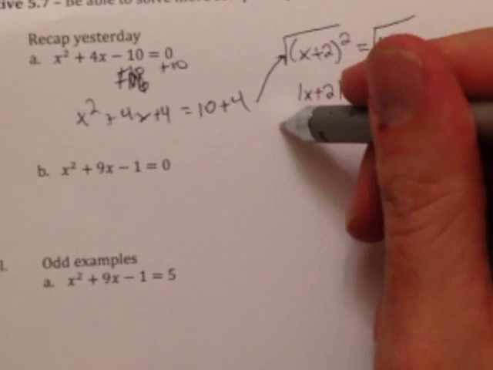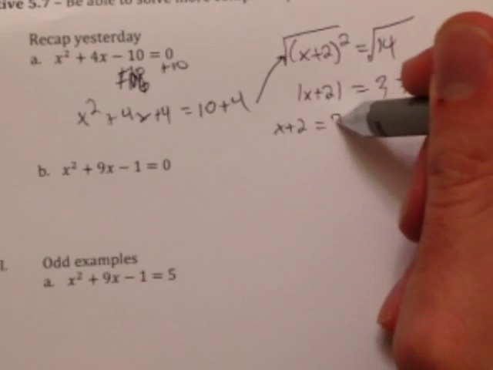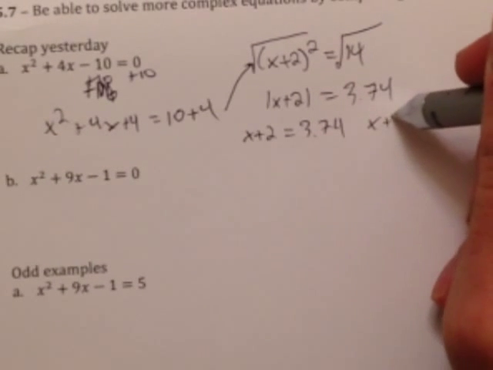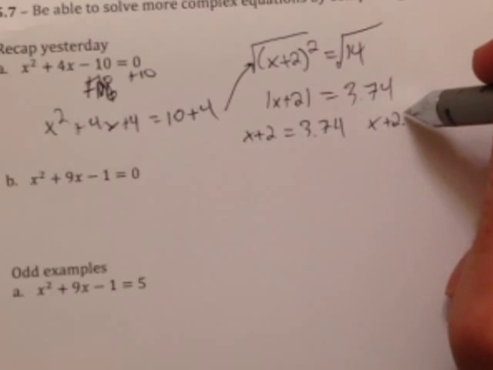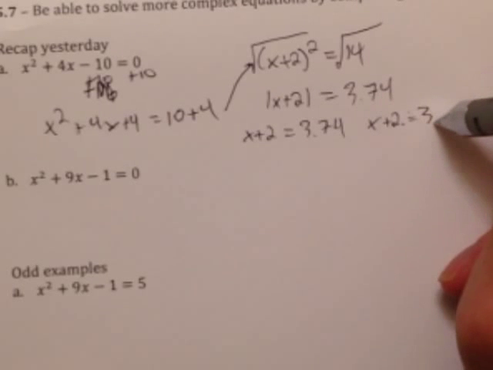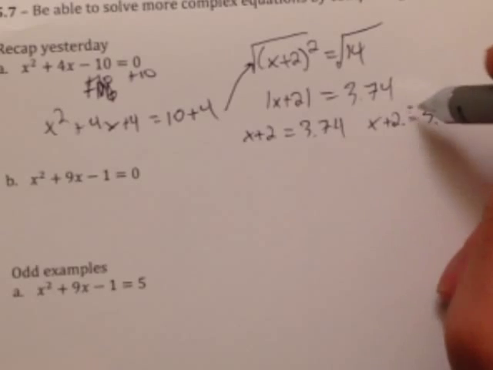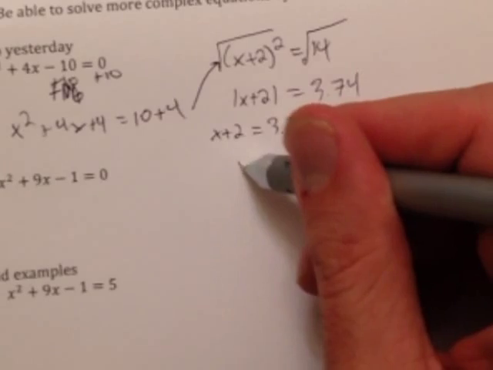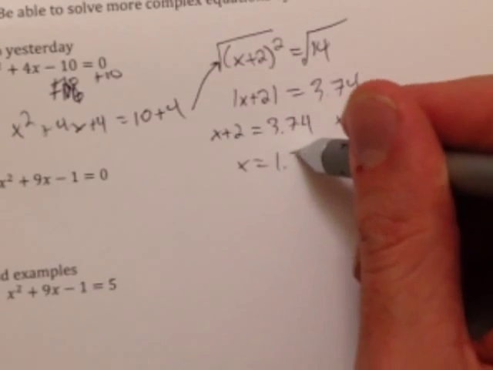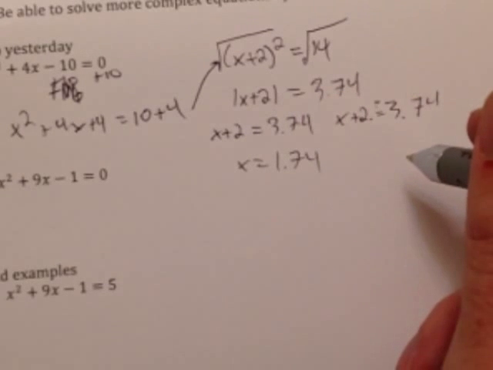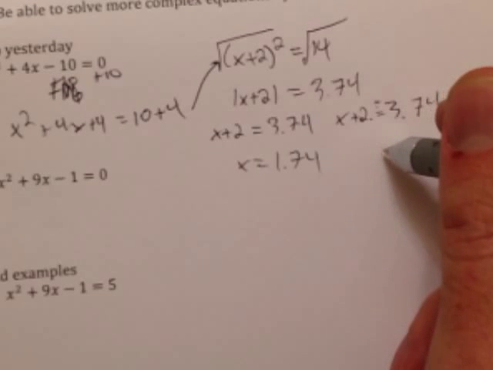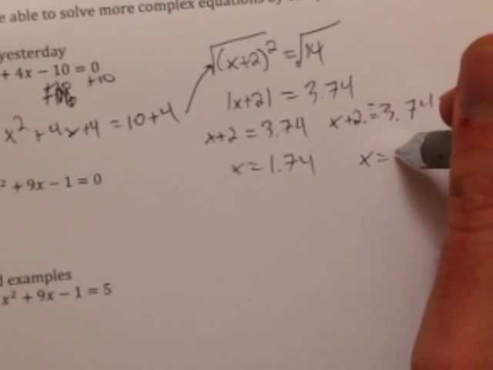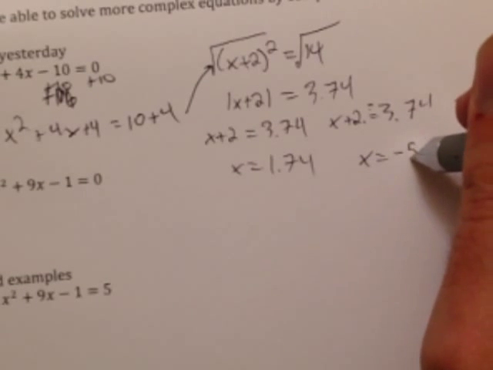Split it up into two equations because of the absolute value. That middle part could be 3.74 or negative 3.74, and we'd still get a good answer. Subtract 2 from both sides. Here we get x equals 1.74, and here we get, I believe, negative 5.74, right?